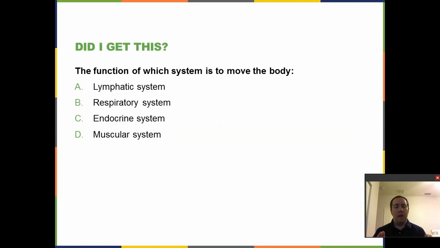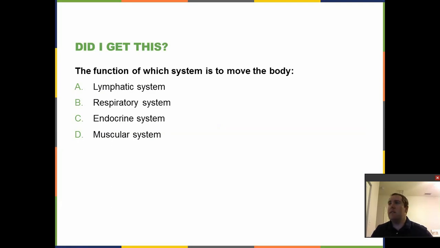Okay, so what's the answer to this one? D. Yes, D, the muscular system. Can anyone think of another organ system that is not one of the possible answers that could also be a correct answer to this?